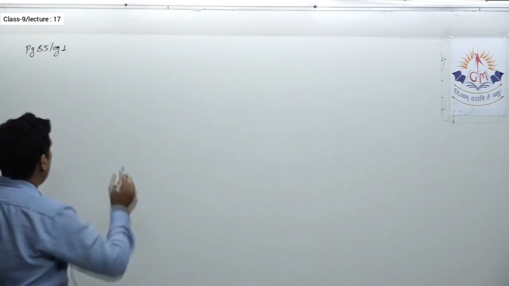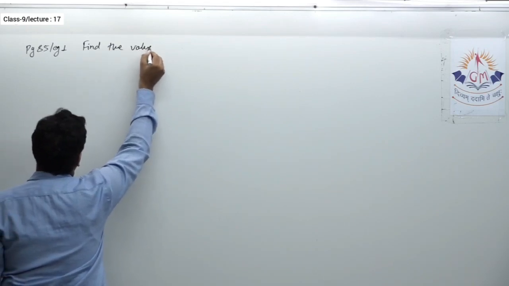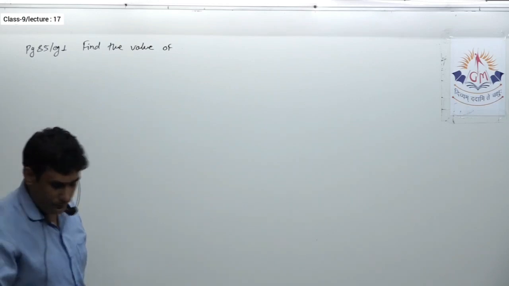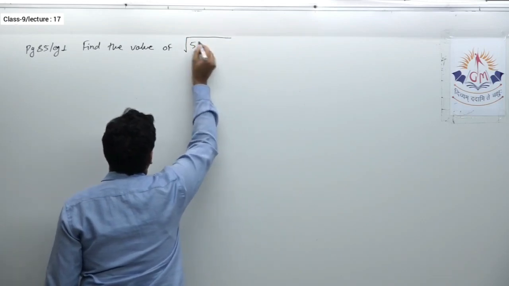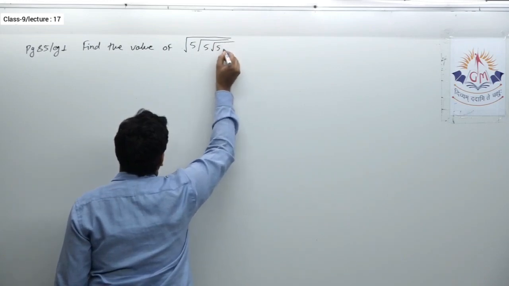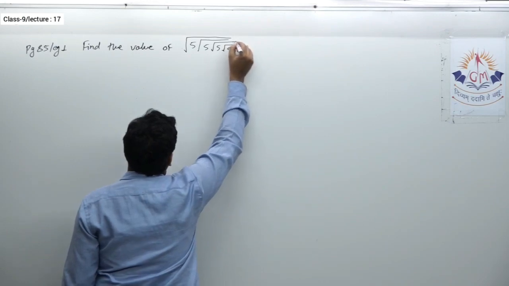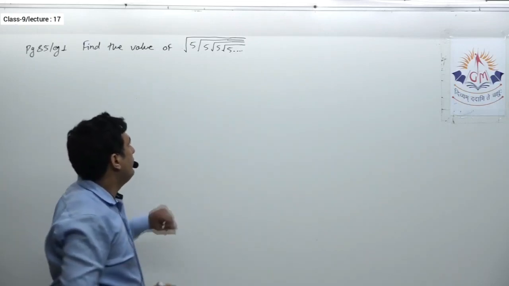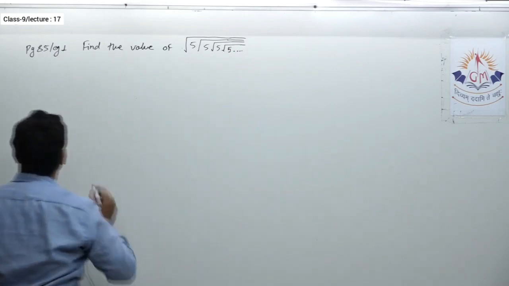Find the value of root over 5, again root over 5 multiplied by root over 5 multiplied by root over 5 and so on. That means this process will continue. So we have to find the value of this expression. Let us see how to solve this type of sum.